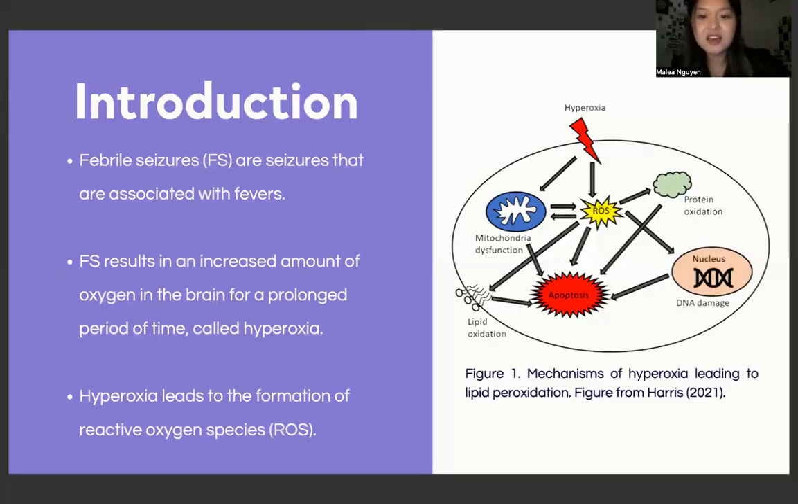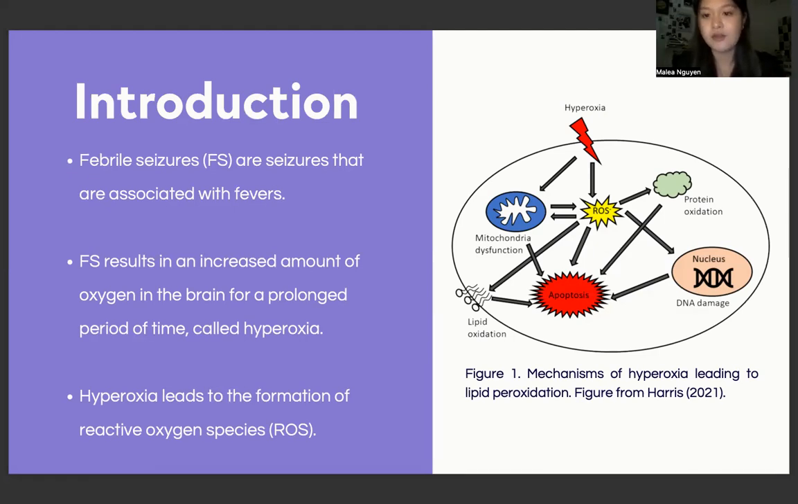As a short introduction, febrile seizures are seizures that are associated with fevers. They are common among children between 0.5 and 5 years of age. In neonatal rat models, febrile seizures result in an increased amount of oxygen in the brain for a prolonged period of time, which is called hyperoxia.